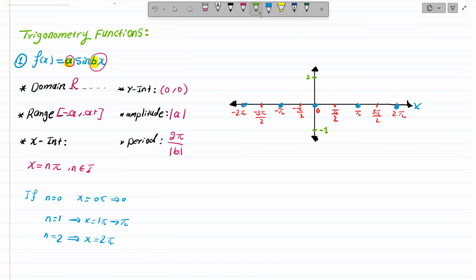Okay, there is another important note, which is the value for pi over 2 and 3 pi over 2. We know that the value of sine at pi over 2 equals 1, and the value at 3 pi over 2 equals -1. And also the value at negative pi over 2 equals -1, and at negative 3 pi over 2 equals 1, if you're using a calculator. Then we will just join all of these points together. By joining them, you will get this graph.